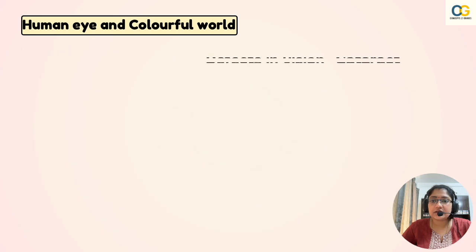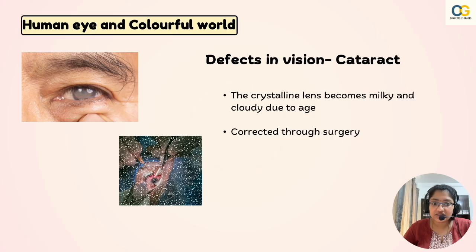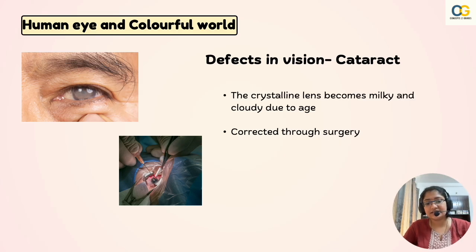There's another disorder that can occur, that is cataract. This also occurs at old age, where the crystalline lens you see here becomes cloudy. So there's a milky layer inside the lens, and this is usually corrected through surgery where the lens is changed. Okay, so this is called cataract.